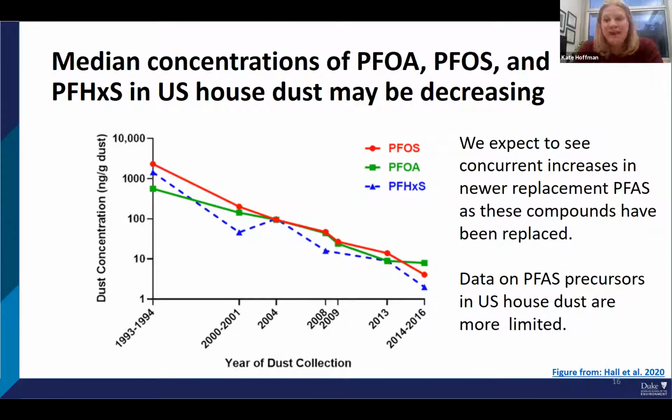One important caveat, and one thing to think about, is that while these 3 compounds are decreasing, we don't have good data on some of the replacement compounds. So it's possible there are concurrent increases in other PFAS compounds in house dust. And similarly, we don't have a lot of information on some of the precursor compounds over time. So some good news here, but potentially some bad news too if we had more data. Have to look at that.